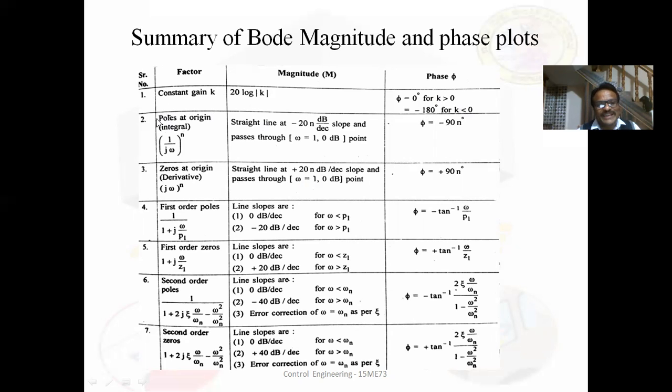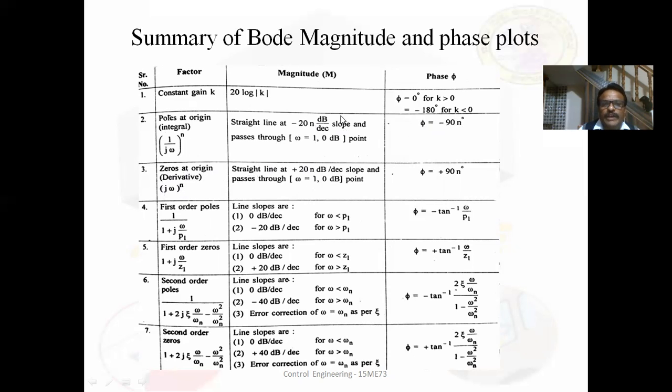Poles at origin, 1 by j omega to the power n. What is this value? Minus 20 n dB per decade. Suppose one pole at origin, then its value is minus 20 dB per decade. Suppose two poles at origin, then it is minus 40 dB per decade, and so on. Then the phase angle is minus 90 degree.